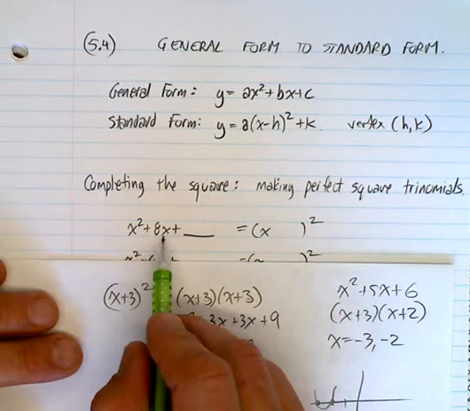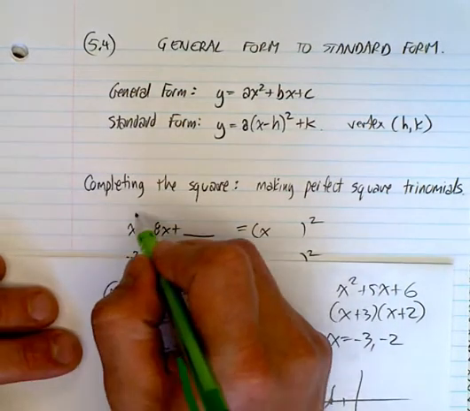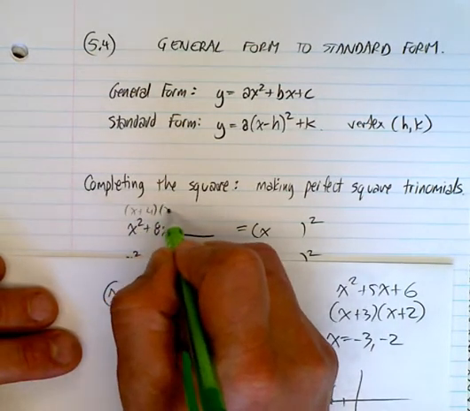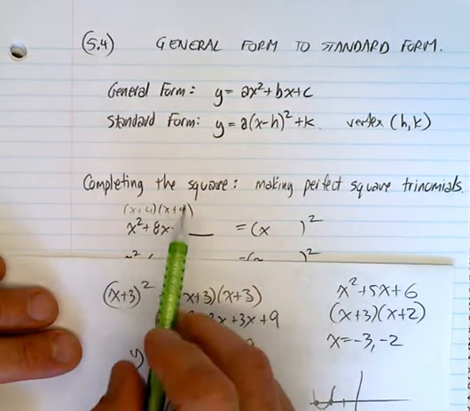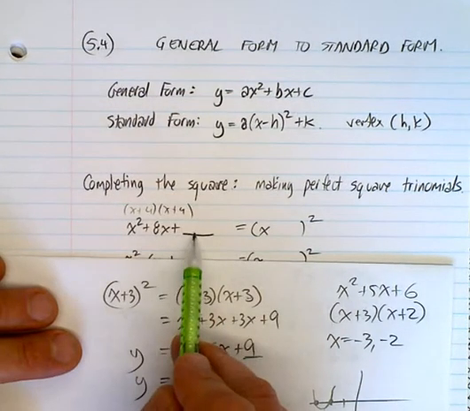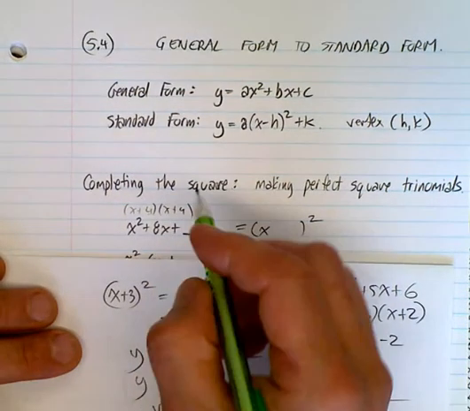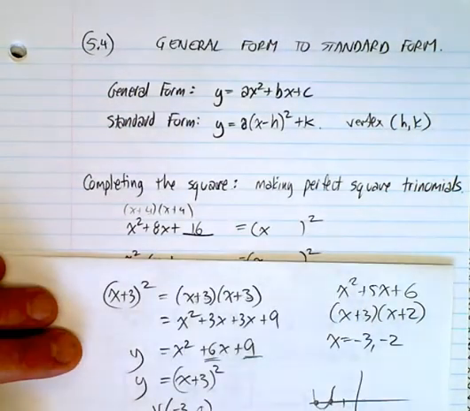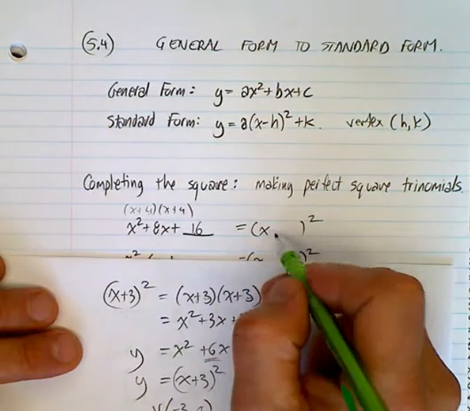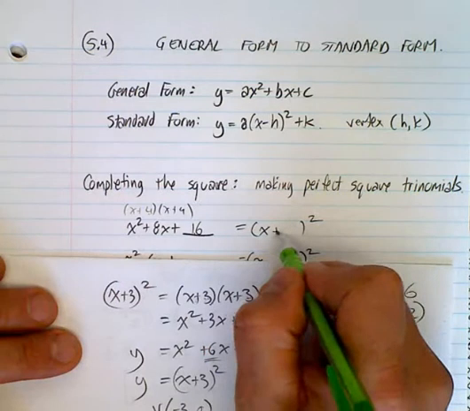And then, that would be like having an x plus 4 and an x plus 4. That would give me the 8x. But what ends up going here? The 4 times the 4, which is 16. Which means that my perfect square trinomial will be x plus 4 all squared.